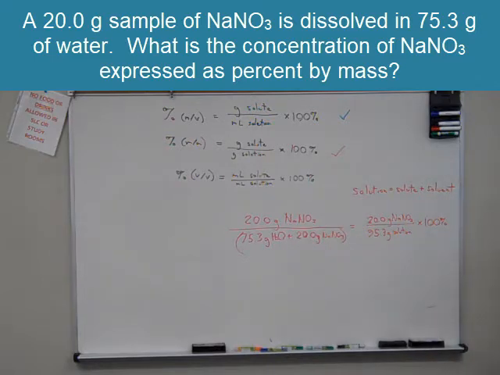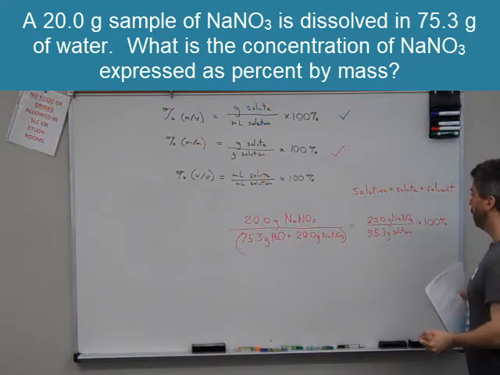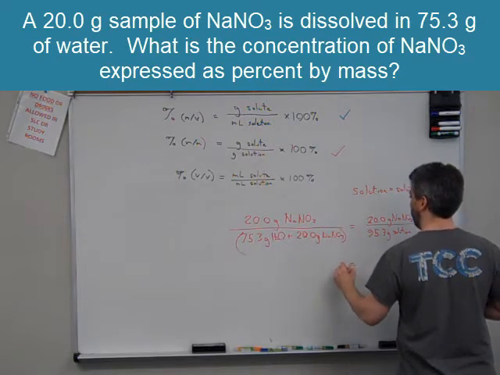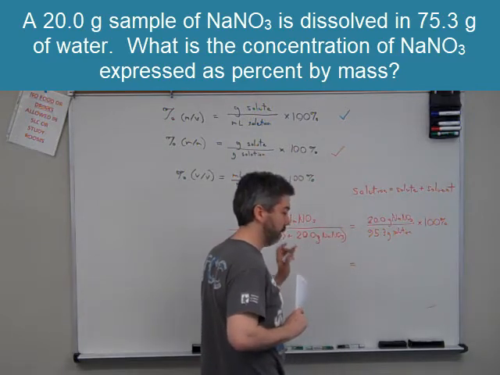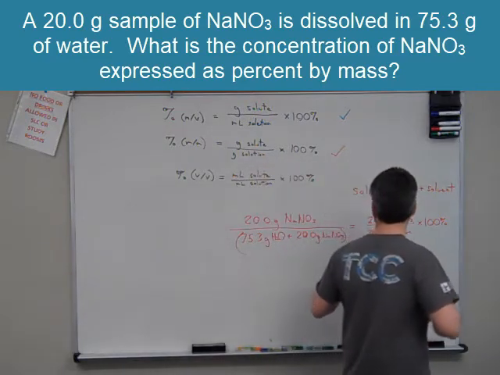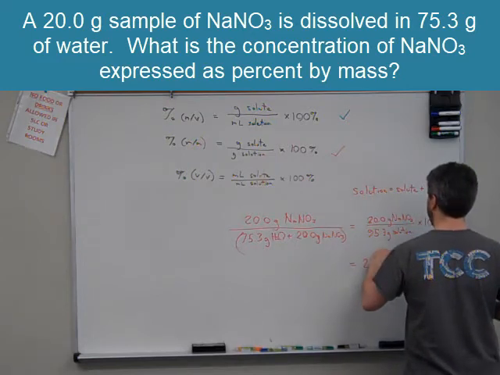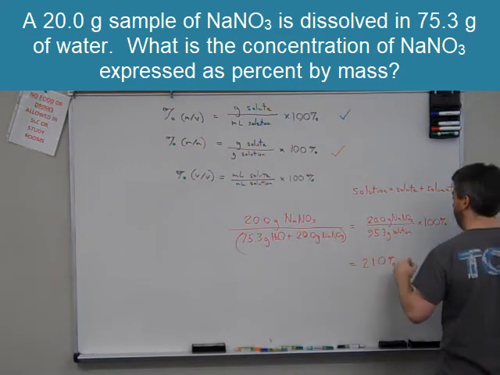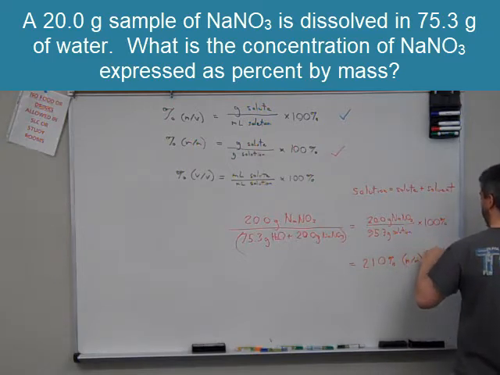So, I have 0.209. Well, times it by 100. 20.98. That means it's going to be 21.0%, because this is 3 sig figs and this is 3 sig figs. So 21.0 mass percent of sodium nitrate.